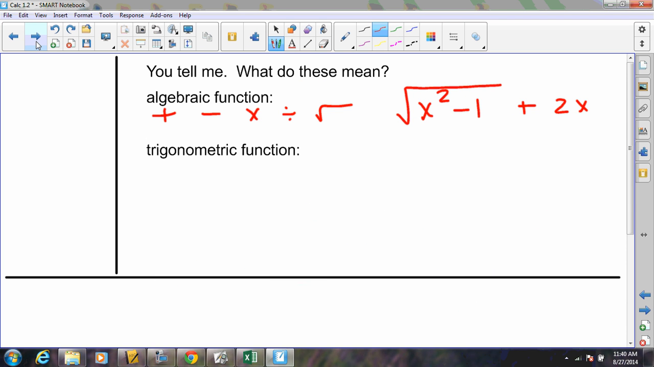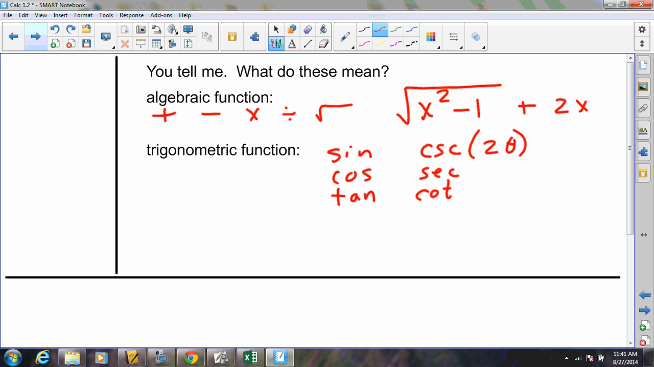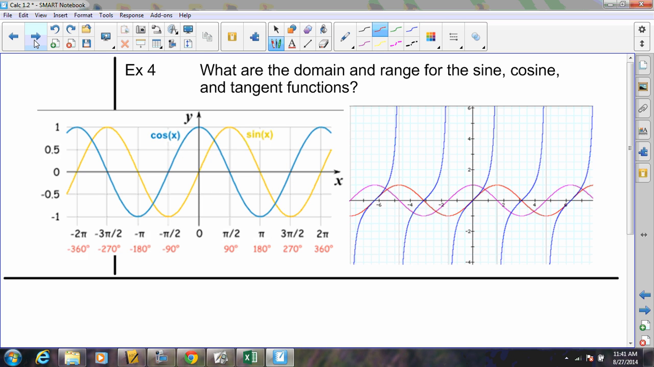What about trigonometric functions? What do they have to have? Sine, cosine, tangent, and what are the other three? Okay, they started off giving me cosecant, secant, and cotangent. So quite simply, one of them could be cosecant of 2 theta. That's one possible function. Of course, there are many others. So, quick review of some of the trig ones. What is the domain and range for sine, cosine, tangent?